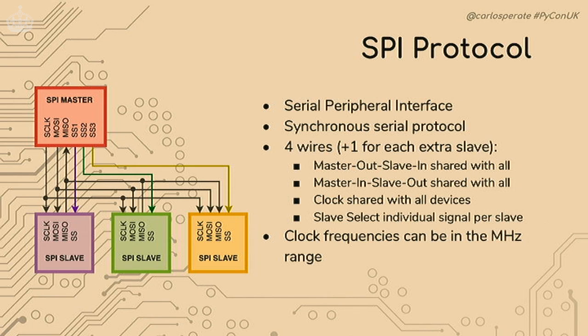So right now, we have three signals that are shared between all of the devices, but there is also a fourth one called slave select. We need one signal per slave. So in a configuration like this one, we would need one master out slave in, one master in slave out, one clock, and three slave select pins.